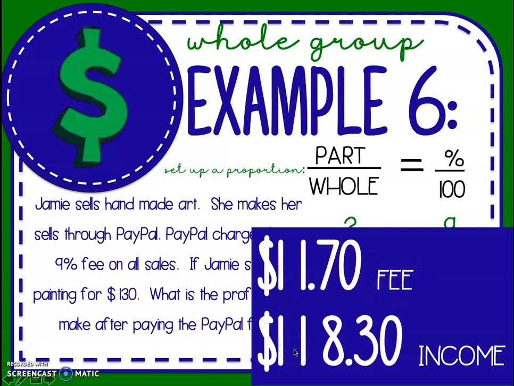To get her profit, or her income after the fee, we're going to take 130, which is what she charged for the painting, subtract the fee, $11.70, and we get that she makes $118.30 as her income. So that's that two-step problem. Make sure you pay attention for that second step.